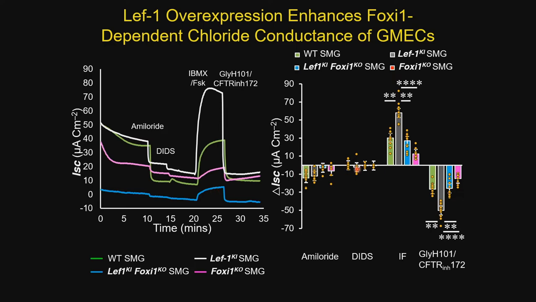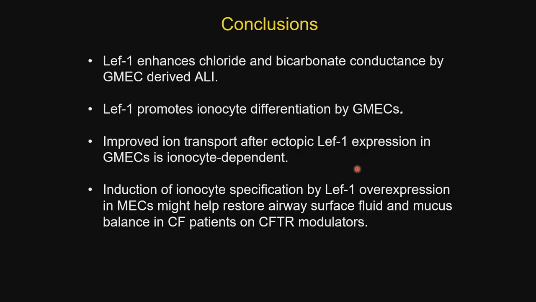So with that, I'd like to conclude that LEF1 enhances chloride and bicarbonate conductance by myoepithelial cell-derived ALIs. This is correlated with ionocyte differentiation by these cells, and this improved ion transport actually is ionocyte dependent, and induction of ionocyte specification by LEF1 overexpression in myoepithelial cells might help restore airway surface liquid and mucus balance in CF patients and on CFTR modulators.